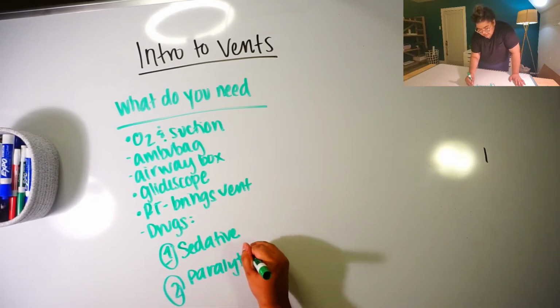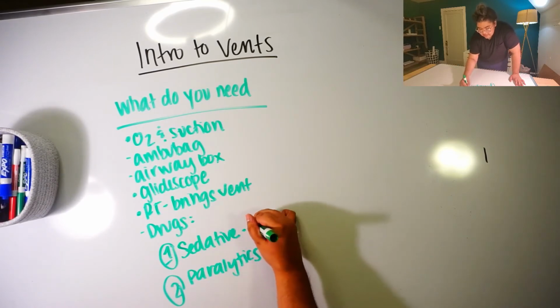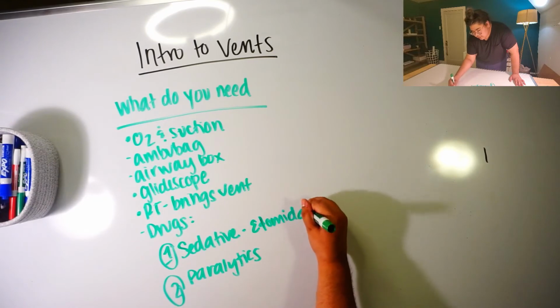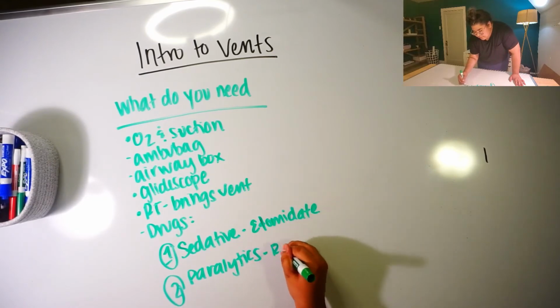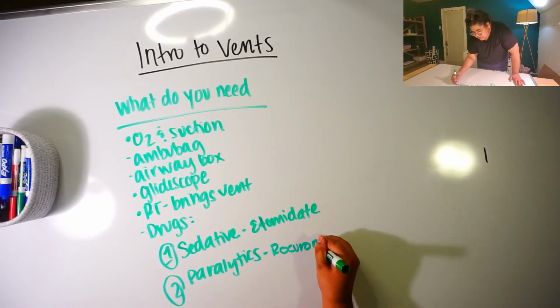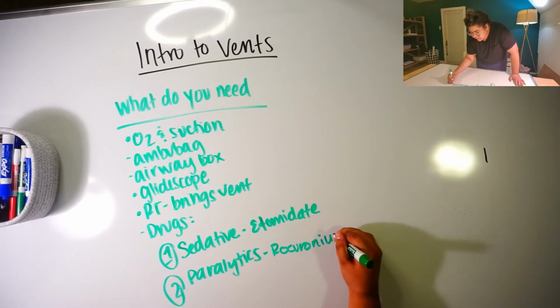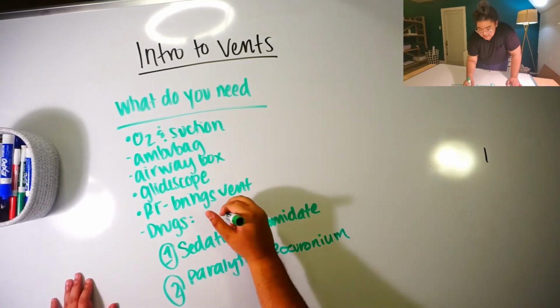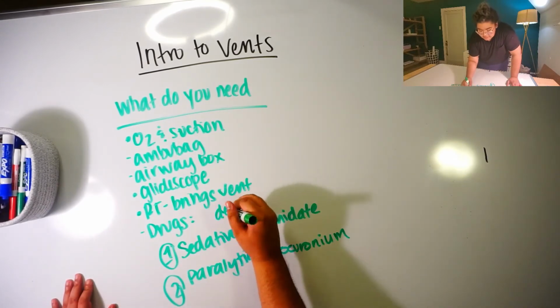Everybody varies on what they like to use. My docs like etomidate and rocuronium. So when you're giving these drugs, you want to remember to always give the sedative first before the paralytic, because we're not mean. An easy way that I remember this is you want to date them before you rock their world.